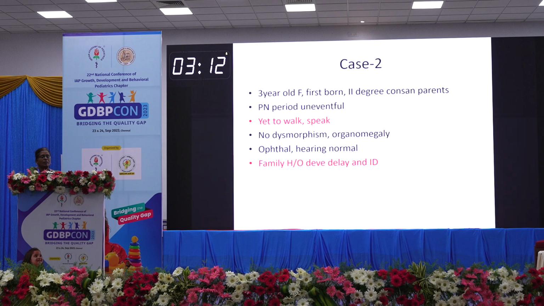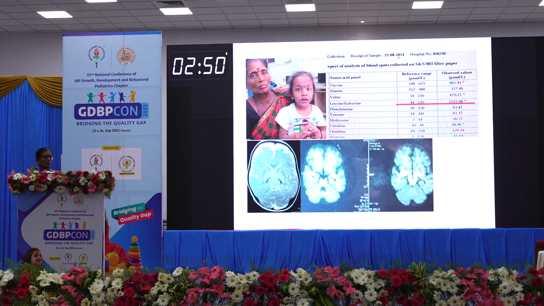Second case, again developmental delay, motor delay, language delay. There is a significant family history of developmental delay and intellectual disability. Many members were affected, the maternal uncle, maternal grandmother, her brother, so many people with developmental delay and intellectual disability. If you see the MRI, you can appreciate involvement of the bilateral globus pallidus and midbrain. You can see diffusion restriction in these areas, that is intramyelinic edema, and this is very classical of MSUD, maple syrup urine disease. And TMS showed very high levels of leucine and isoleucine, so MSUD is confirmed.